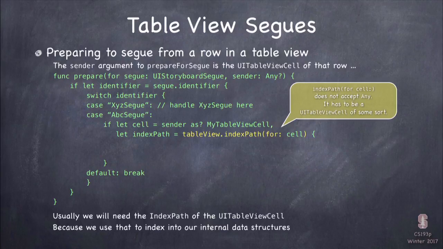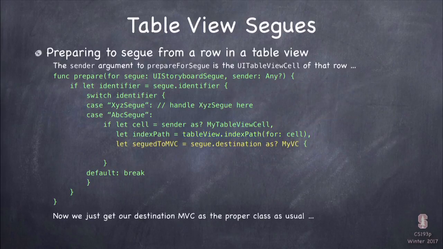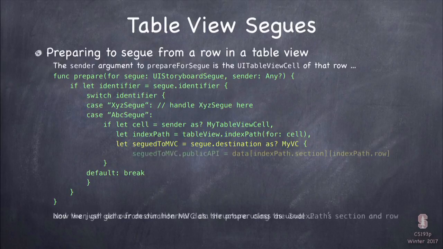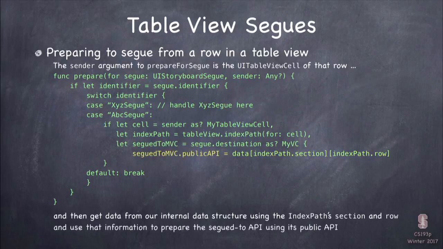And you can't pass any to that. You have to pass a UITableViewCell or subclass thereof. So index path for cell, and that's going to give you one of those index path things. Remember, index path is just this little container with section and row. Then you're going to get your segue to MVC as usual, okay? And you're going to prepare your segued to public API, and you're going to do it using the data in your model based on the section and row that was clicked on. Got it? So pretty easy segueing from it.